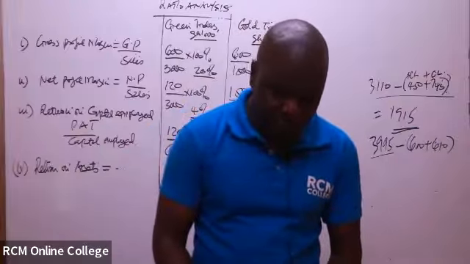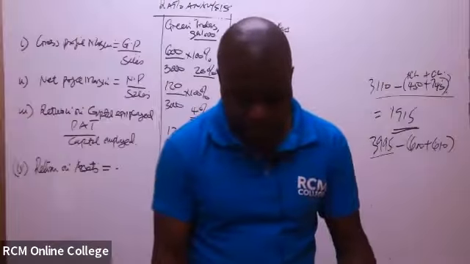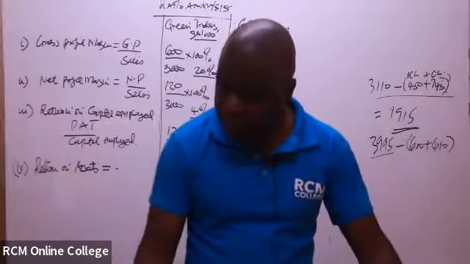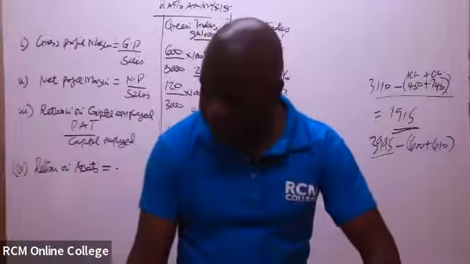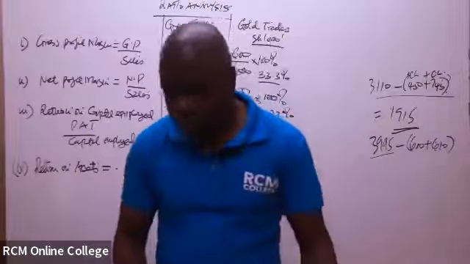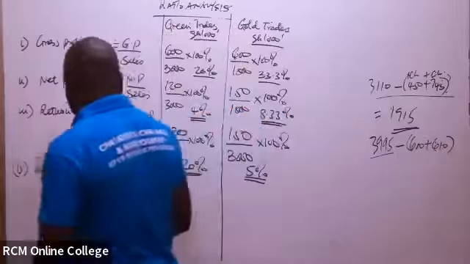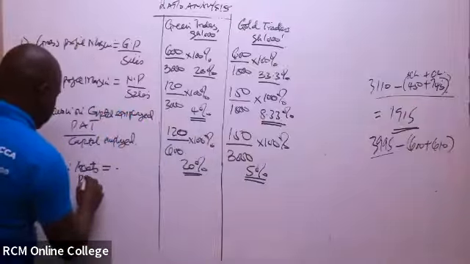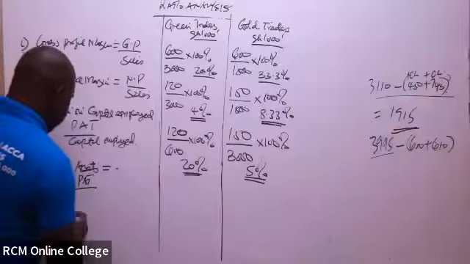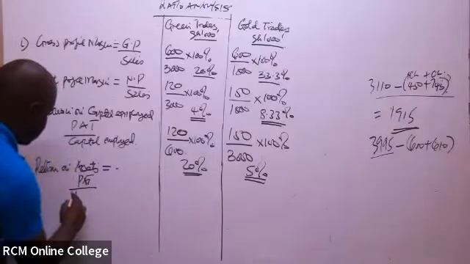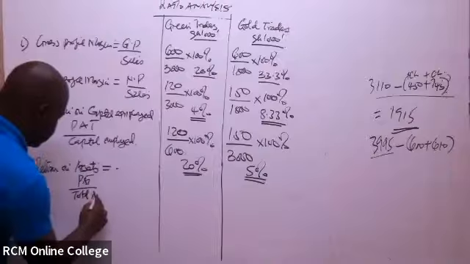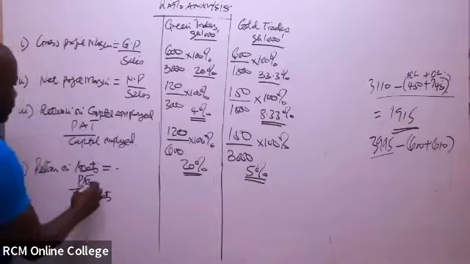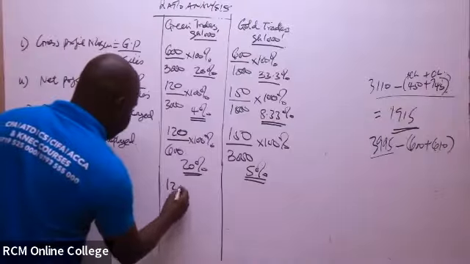Remember, the other one is return on capital employed. But now in this case, we are looking at what? Return on assets. So it is earnings after tax over the total assets, or you can say profit after tax, over the total assets. In this case, the profit here is 120.